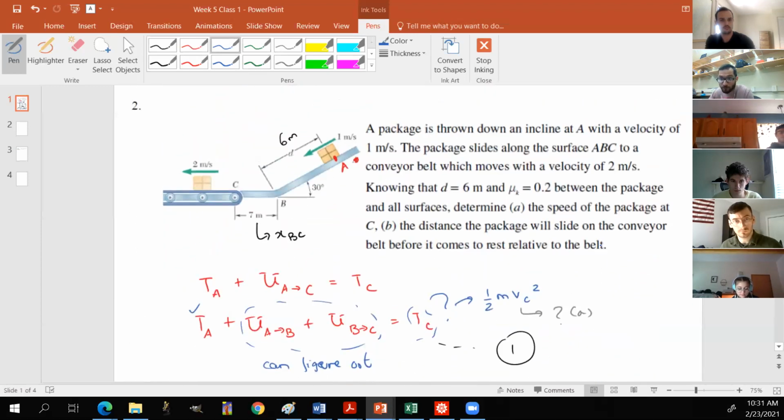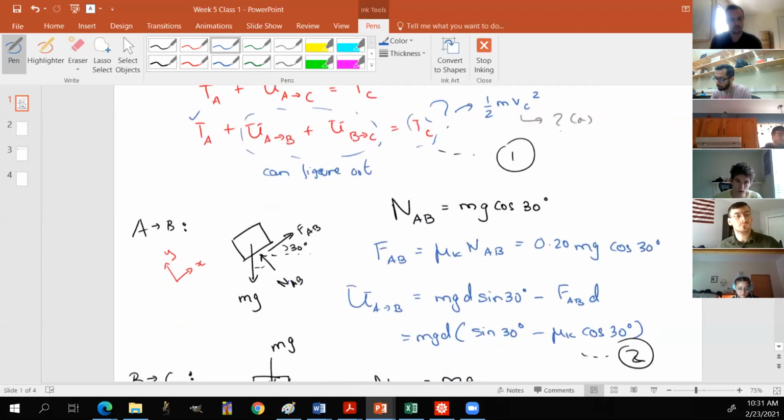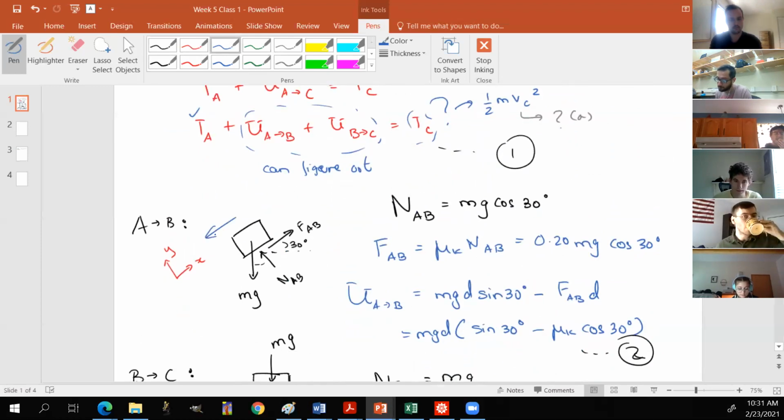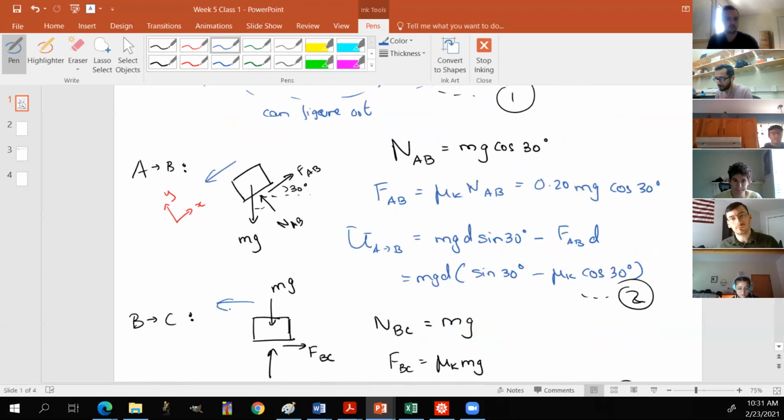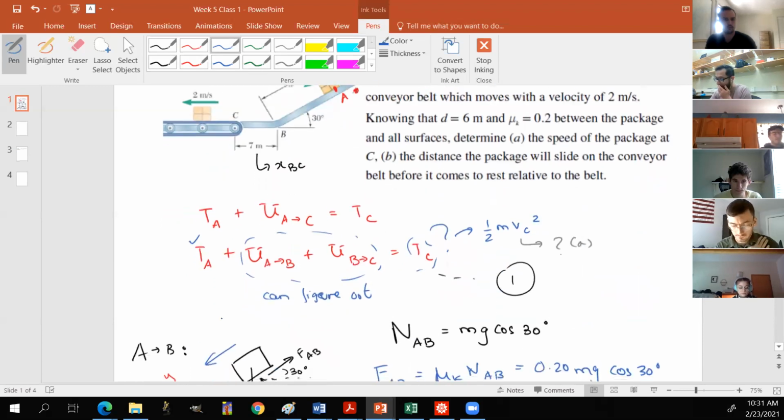F_AB is the friction force. It's in the opposite direction to the motion. The motion is this way. It's down like that. And here, the motion is like that. Did I answer your question? Oh, okay, got it. F_AB is the friction force.